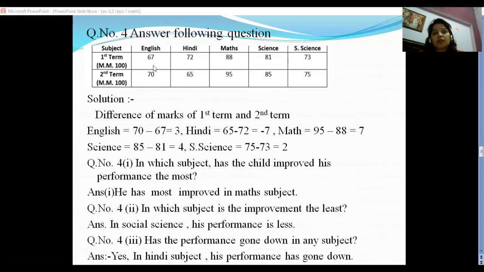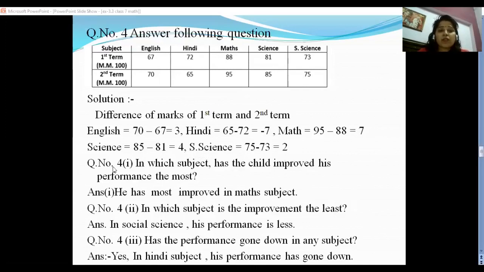So 70 minus 67 is 3 for English. For Hindi, you should write 65 minus 72. You can see you will get minus 7. In maths, 95 minus 88, you have got 7. In science, the difference is 85 minus 81, 4 marks. And in social studies, 75 minus 73, it's a 2 marks difference there.